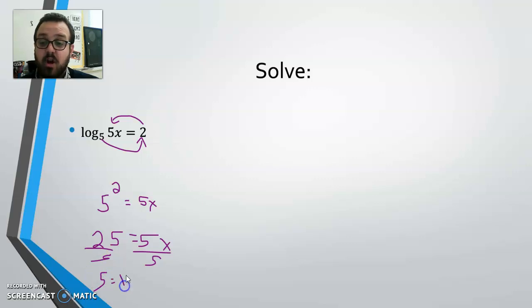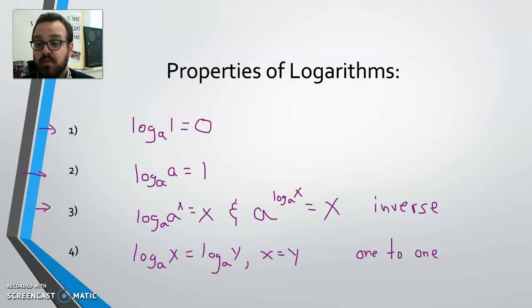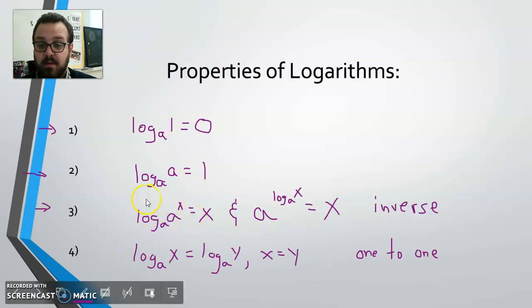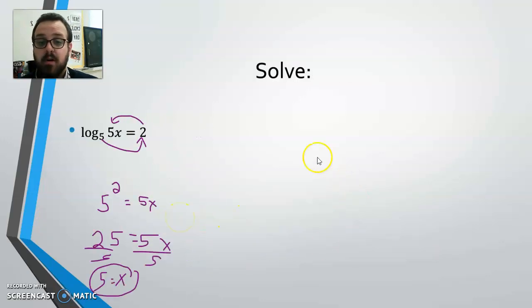Now, the reason why we talk about this exponential version comes from one of our properties that we have over here, okay? It actually comes from the second to last property, this one right here, which is the fact that they're inverses of each other, okay?